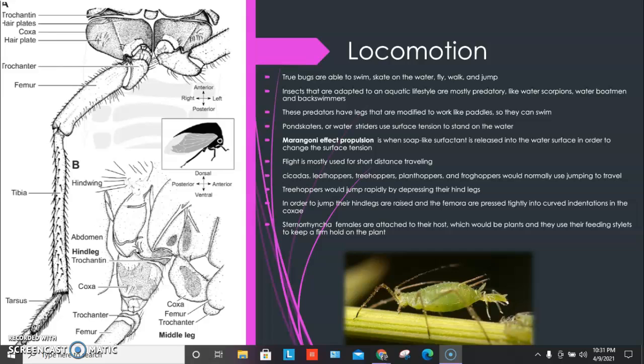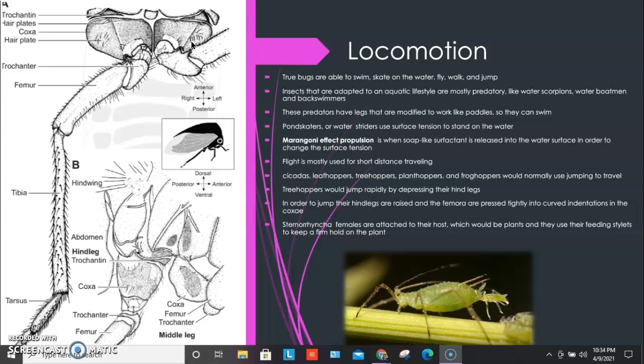Pond skaters, water striders use surface tension to stand on the water, and usually this is mainly called the Marangoni effect. Basically that happens when a soap-like surfactant is released onto the water surface in order to change the surface tension, causing these water skaters to stand on the water and move around on it. And flight is mostly used for short distance traveling.